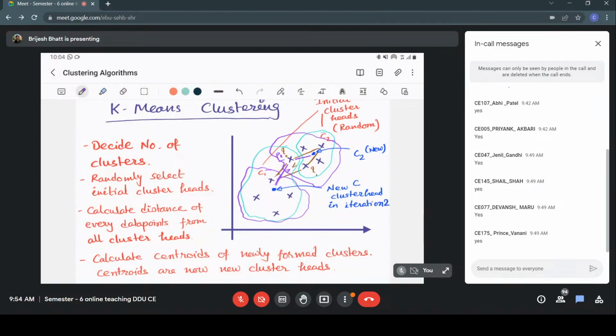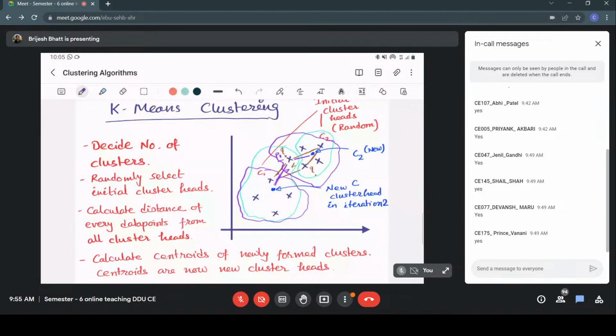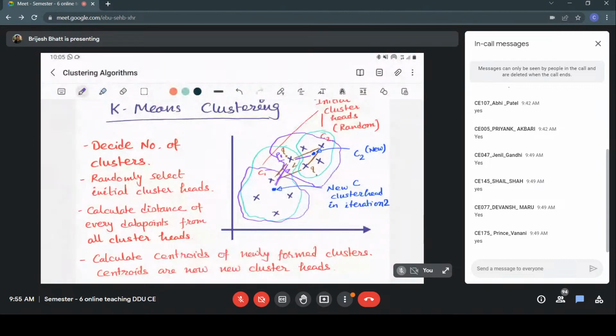Are you with me so far? Please think of this for a while and ask me if you have any doubts. So is this clear to everyone how k-means clustering is working? Okay, Dev has confirmed yes. Okay, good. Devansh also says yes.